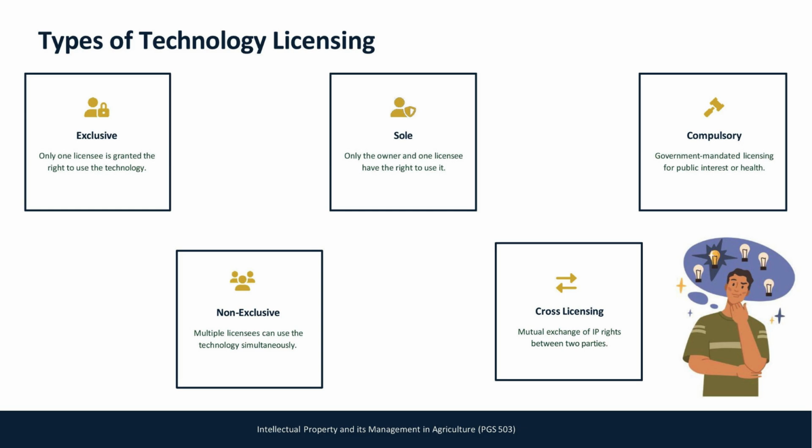The next type is sole. Only the owner and one licensee can use it together. Both parties can use the technology at the same time. The next type is cross-licensing, mutual exchange of IP rights between two parties. Both organizations allow each other to use their IP. The final type is compulsory, government-mandated licensing for public interest or health. This type is mainly used when public welfare becomes more important than exclusive ownership.